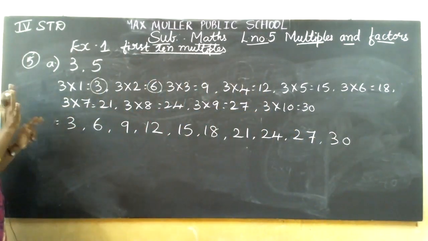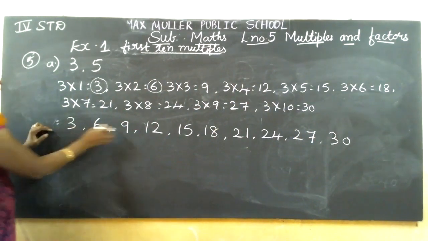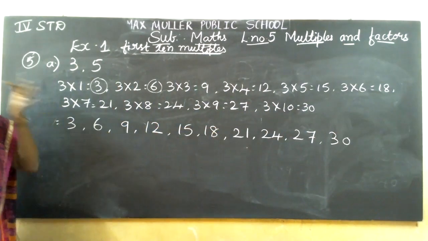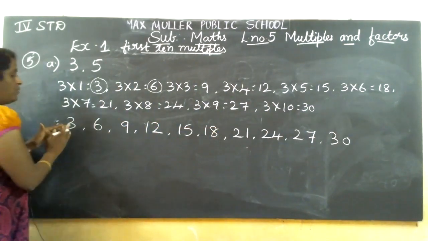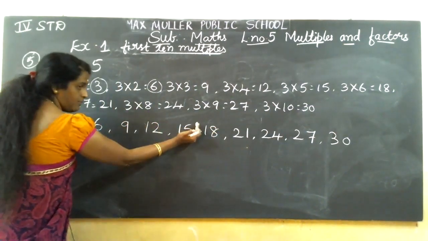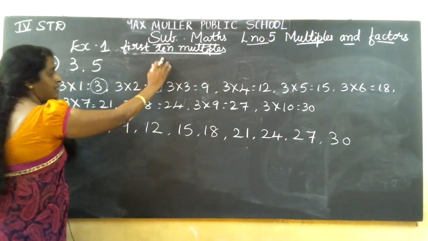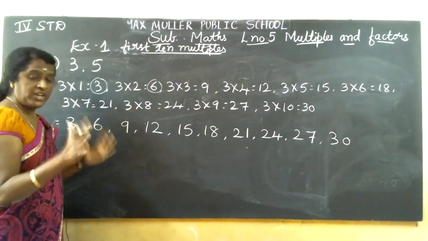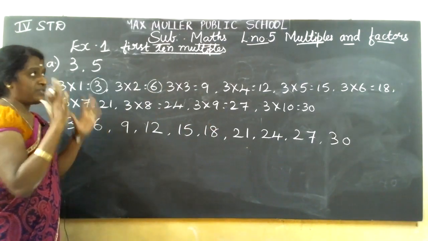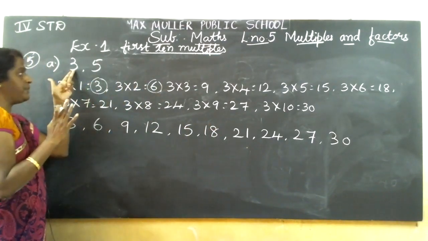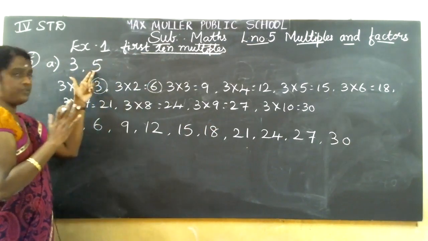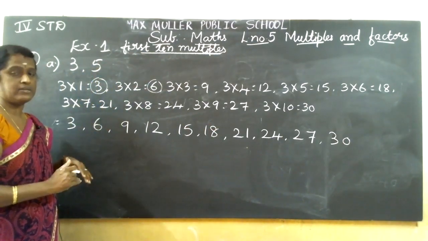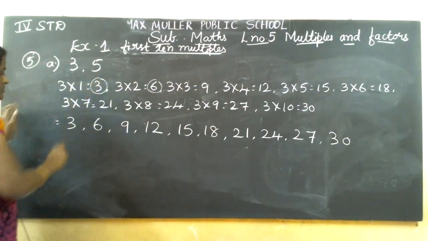So these are the first 10 multiples, answers only. They've asked for 10. If I ask 5 in the test, you write only 5. If I ask 10, you should write 10. First 10 multiples, not the 10 ones table. First 10 multiples of 3 and first 10 multiples of 5. In these 2, we should find out the common multiples. Okay, so I have written the first one.